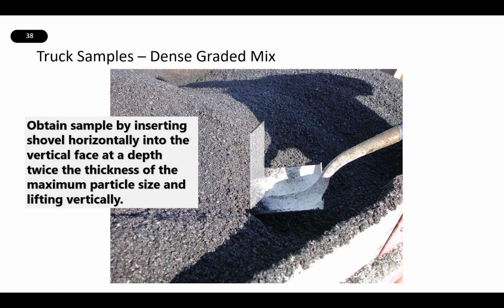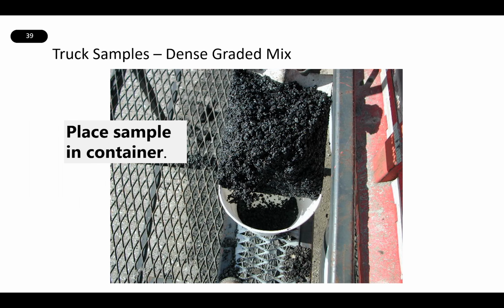The sample is then taken by inserting the shovel horizontally into the vertical face at a depth twice the thickness of the max particle size and lifting the material up. A good rule of thumb is to go in about the same depth that the paving crew is laying the mat out on the road. That material is then placed in a sample container and taken back to the testing facility. That wraps up all the random sampling testing that NDOT requires.